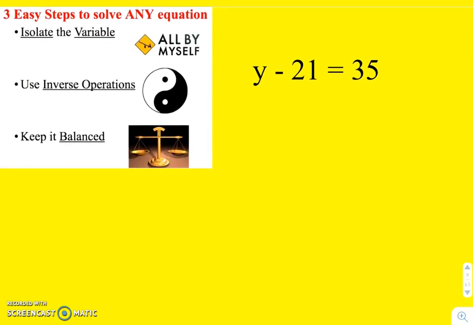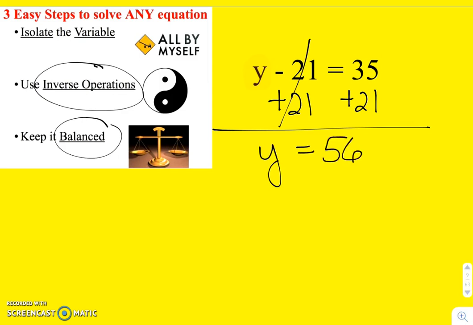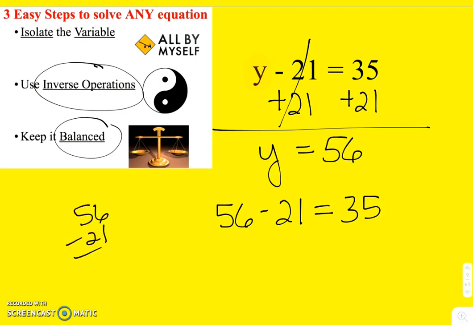Let's try this one. y minus 21 equals 35. I need to isolate my variable of y. The inverse operation of subtracting 21 would be adding 21. I need to keep it balanced, so I'm going to add 21 to the other side. Put my equal sign. y, these cancel out, equals 56. Evaluate to check. 56 minus 21, does that equal 35? I might have to do some work on the side. And yeah, 35 is equal to 35. Check, I did it correctly.